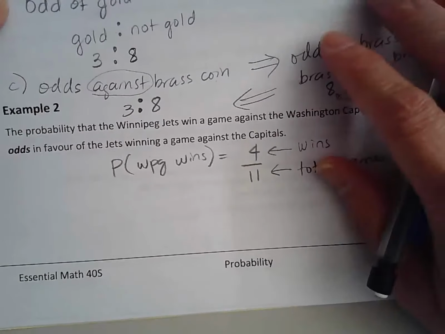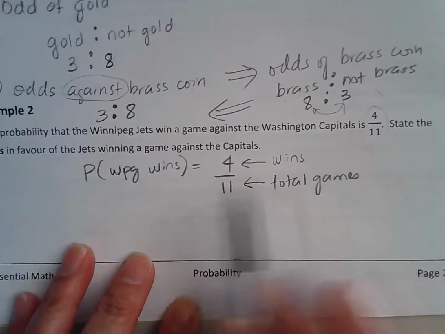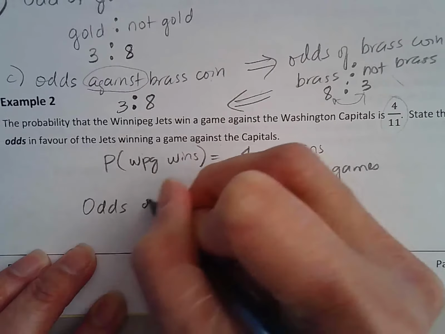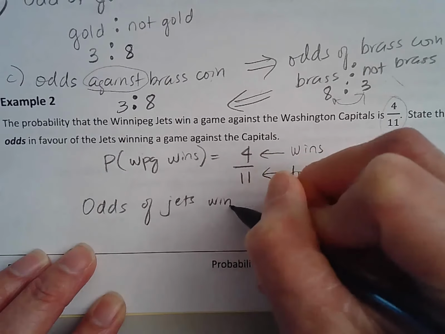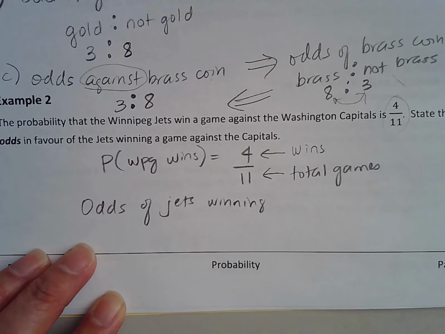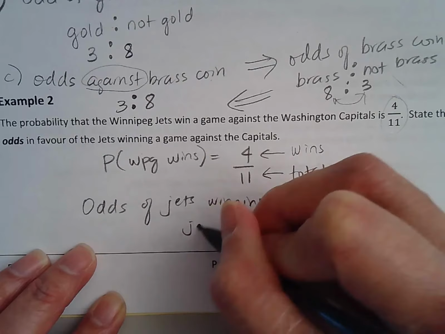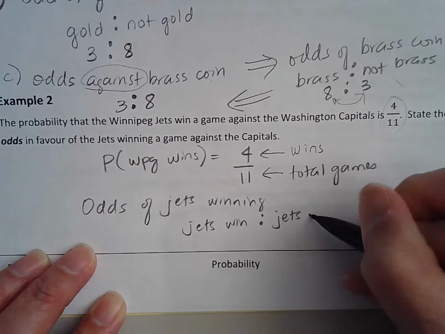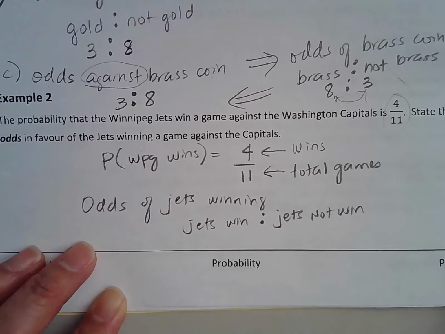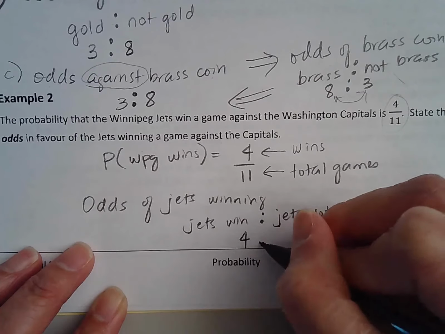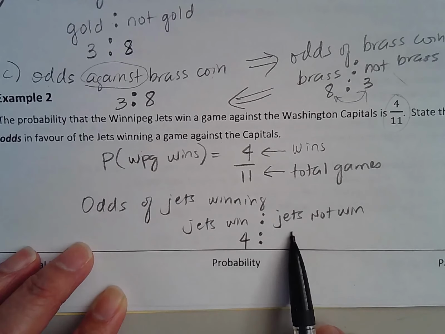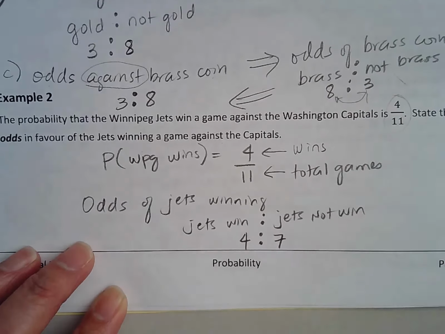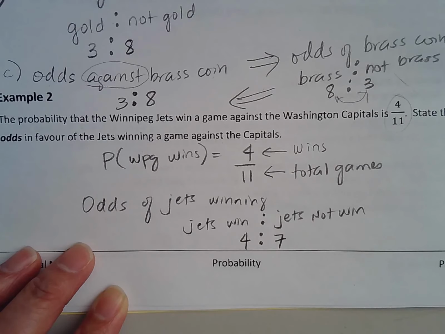So the question is, state the odds in favor of the Jets winning. So the odds of the Jets winning would be Jets win is to Jets not win. Jets winning is 4. How many games did they not win? It would be 7. So 4 is to 7. Is that okay?